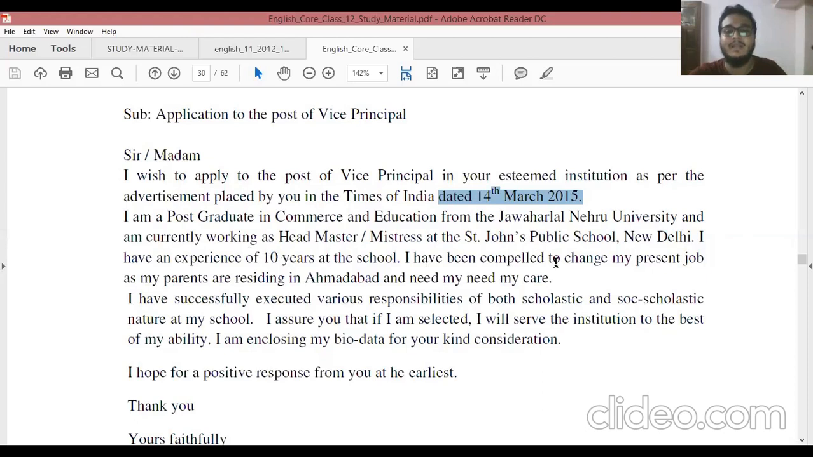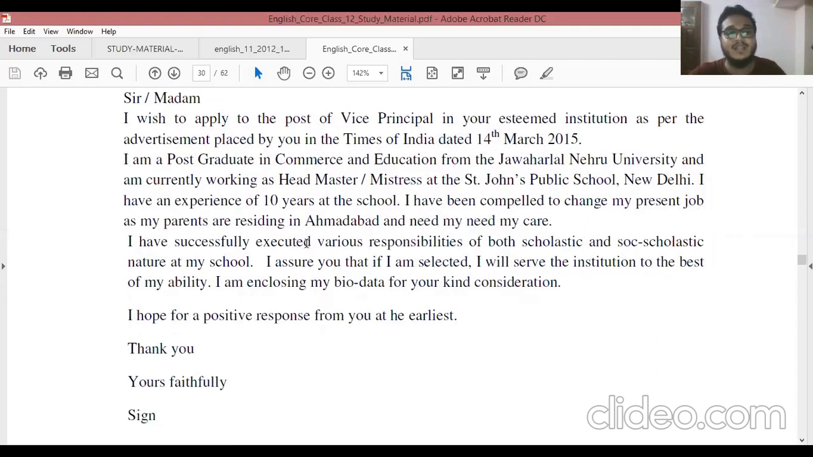I have been compelled to change my present job as my parents are residing in Ahmedabad and need my care. The repetition has been done, it will be omitted: "need my care" was repeated. I have successfully executed various responsibilities of both scholastic and co-scholastic nature at my school. Again it's a printing error, co-scholastic.